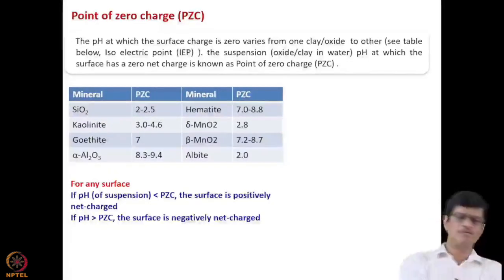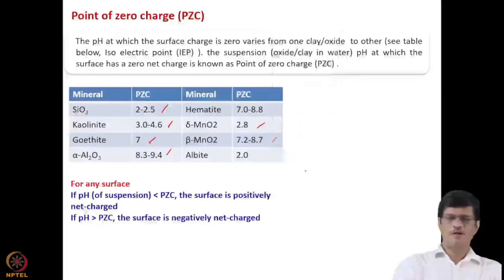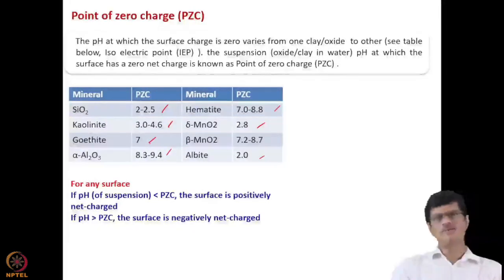As shown in the table here, you can see the point of zero charge. For silica it is 2 to 2.5, kaolinite 3 to 4.6, biotite around 7, alpha alumina 8.3 to 9.4, delta manganese dioxide 2.8, beta manganese dioxide 7.2 to 8.7, albite 2, and hematite 7.0 to 8.8. So for different minerals or clay minerals, we can have different PZC values. Now for any surface, if the pH of the suspension is less than the PZC, then the surface is net positively charged, and if the pH is greater than the PZC, then naturally the hydrogen ions are removed and the surface is net negatively charged.